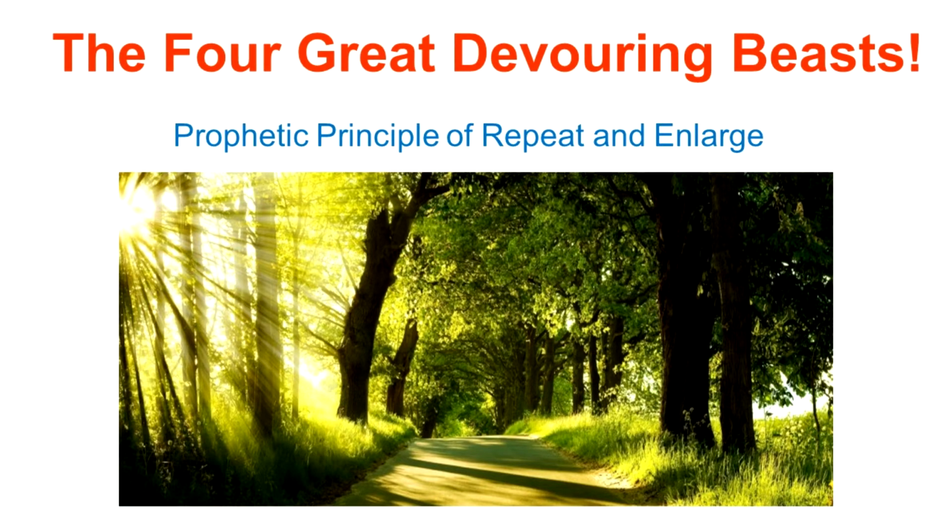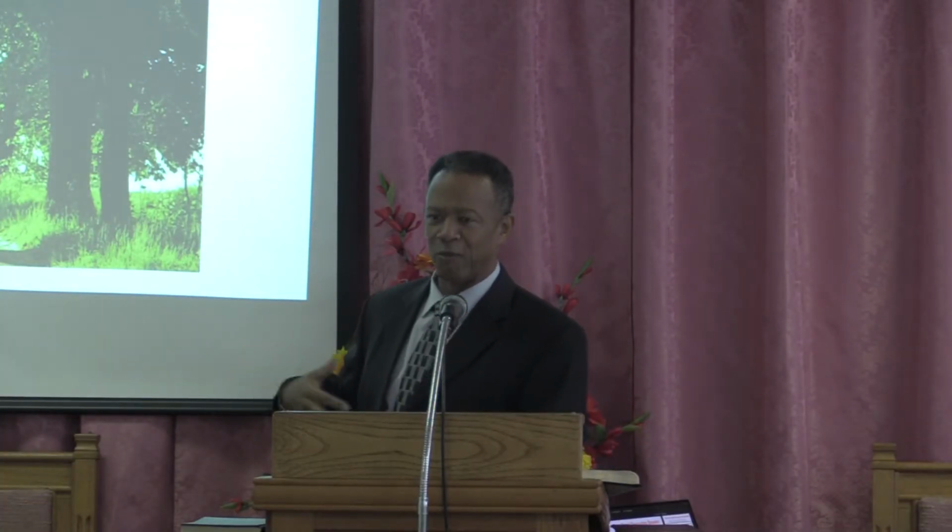I mentioned that in the last presentation because it's a very important principle to understand as we continue to study Daniel and then Revelation. The repeat and enlarge principle, I try to sum it up in this picture here of this nice pathway with the sun shining upon it. If you were to darken the sunshine, the pathway would get dark, right? If there were things on that pathway that we need to be aware of, without the sunlight shining on it, we wouldn't be able to see them.